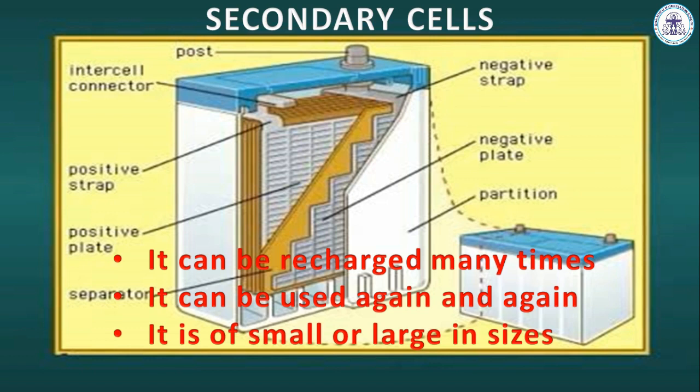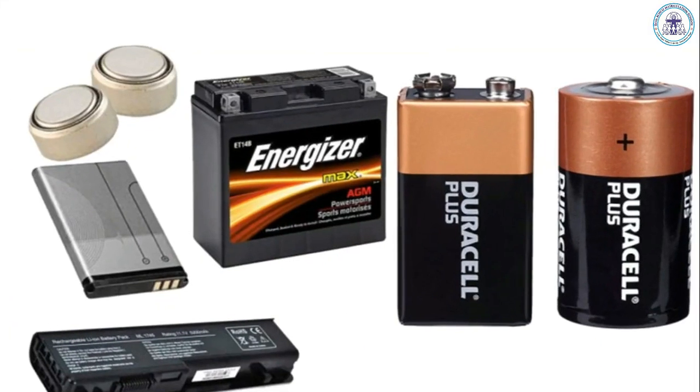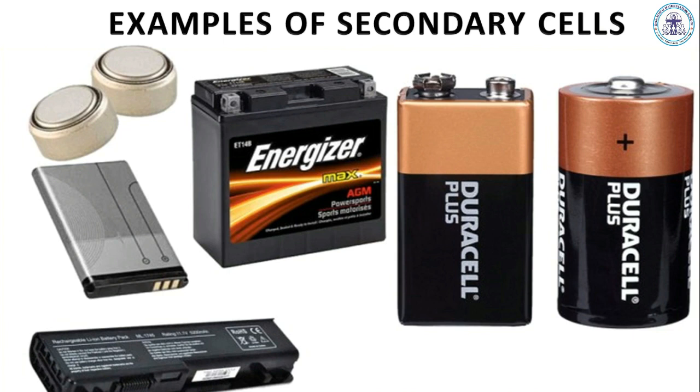The size of the secondary cell can be small or even large depending upon the usage. While the secondary cells used in mobiles are in the size of an ant, the cells used in automobiles like car and buses are large and heavy. Examples of secondary cells are mobile phones, laptop, emergency lamps and vehicle batteries.